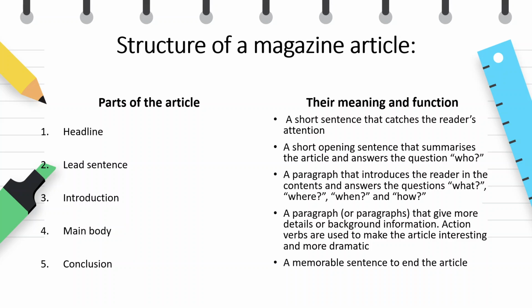The following part is the main body, which consists of one paragraph or several, which provide additional information. They elaborate the event, give details or background information. In this part, usually we use active verbs in order to make the writing more dramatic and more interesting. The last part of the article is the conclusion, which summarizes what we have already said into one sentence, and with this sentence we end the article.